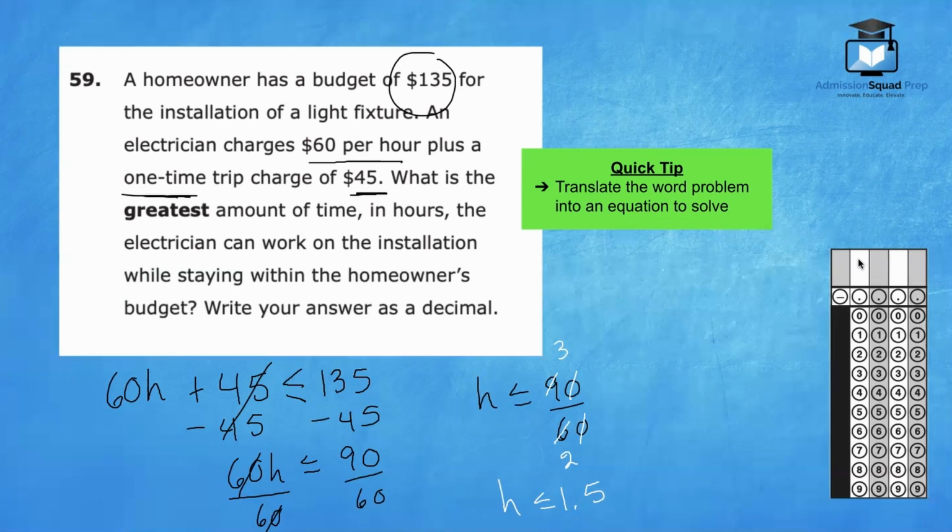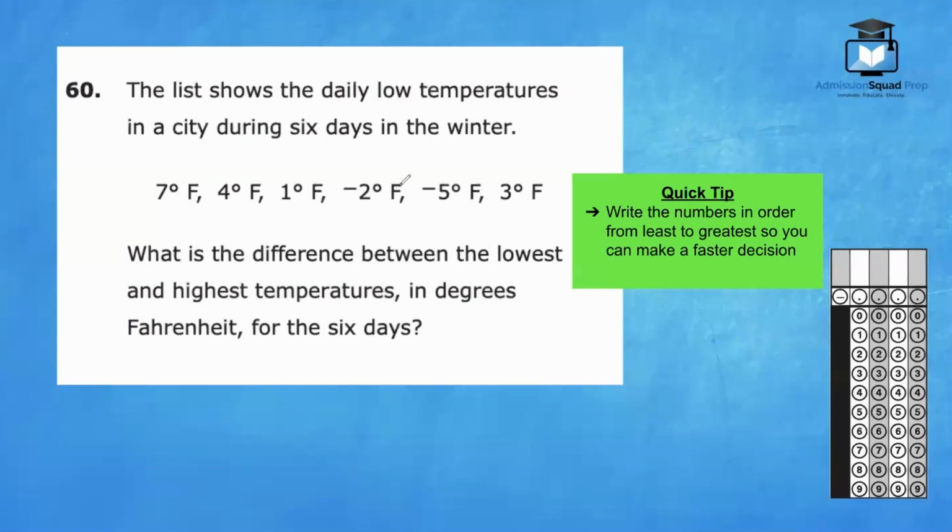Let's write in our answer. We have 1 right here, then a decimal point, then 5. And remember, the most important part are these bubbles. We're going to bubble in the 1, we will bubble in the decimal point, and we will bubble in the 5. We're looking good so far. Final answer, 1.5.